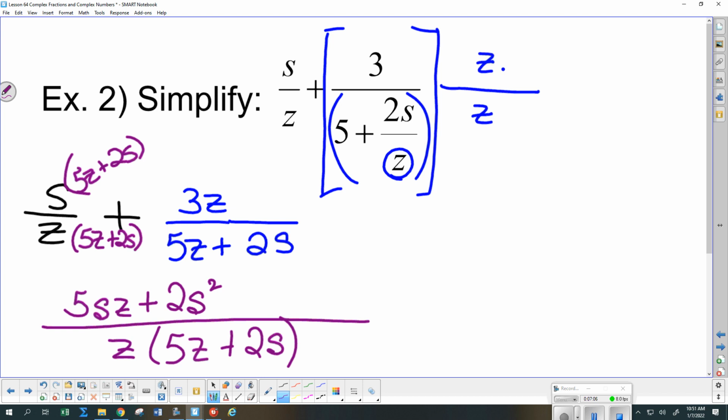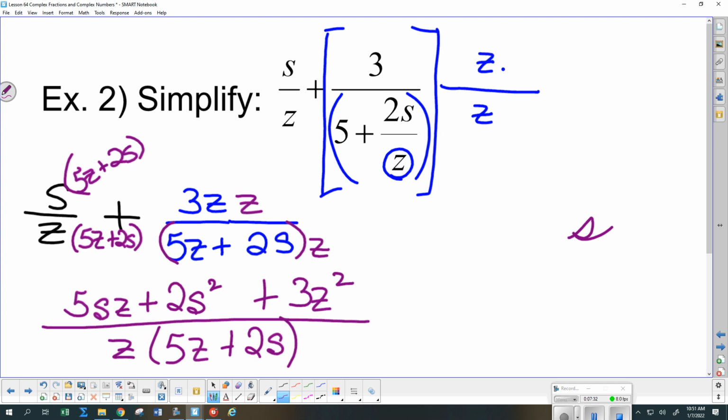If I'm not confusing myself with my s's and my 5's, be very careful with s's and 5's. A lot of times I'll do a cursive s so I don't get mixed up. So far, so good for that first piece. Okay, this one I have the 5z plus 2s, but I need to multiply numerator and denominator by z. That one's a little bit easier. I just have 3z squared.